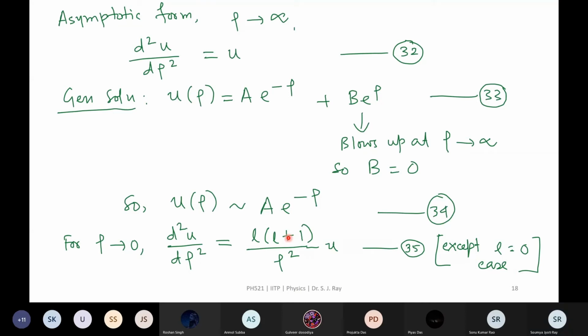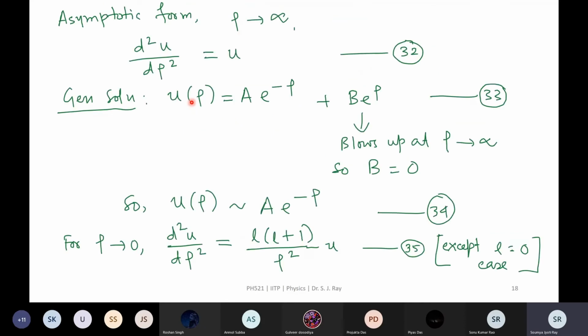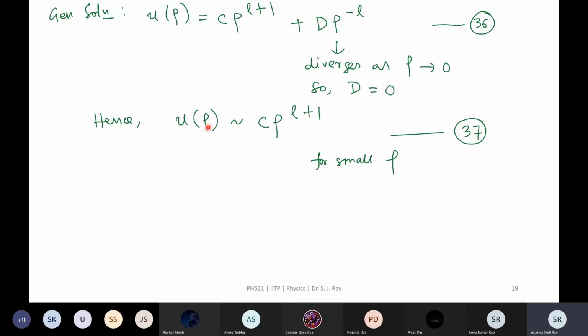So if we have this, then the general solution again: d2u/dρ² will be L(L+1)/ρ² times u. The general solution can be written in this form, that is c times ρ to the power L plus 1 plus d times ρ to the power minus L. Now if ρ goes to 0, then this term will be again very high.